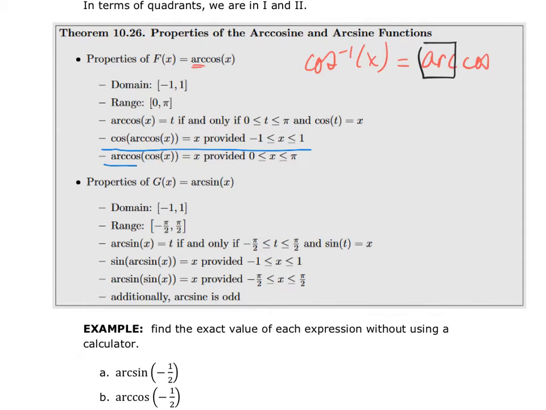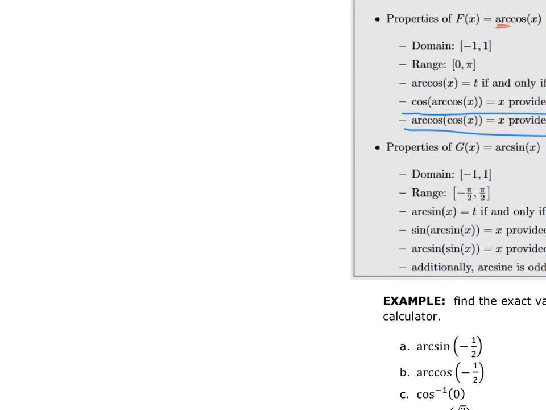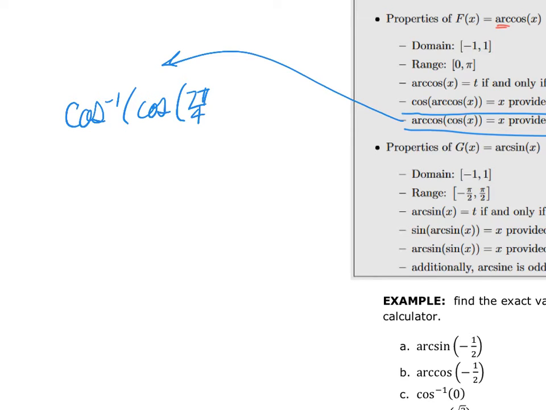If I take a look at this one, the arc cosine of cosine equals x, provided, of course, the angle I started out with is between 0 and pi. If it's not between 0 and pi, it doesn't equal x. It's like, what the heck? Okay, so Fred, we're going to hit this again. So I'm going to use this information right here. I have the cosine inverse, which is the arc cosine, of the cosine of 7 pi over 4.